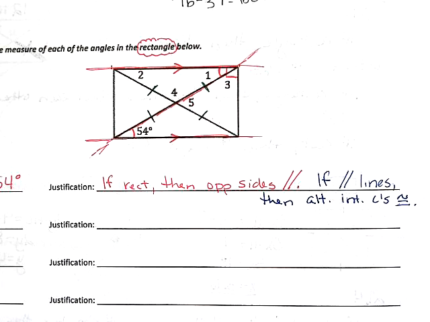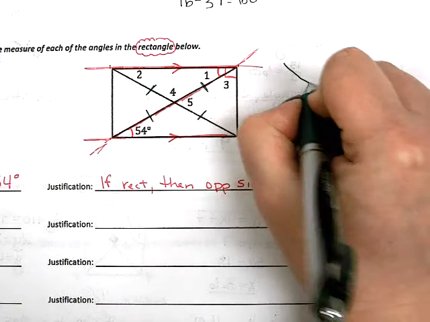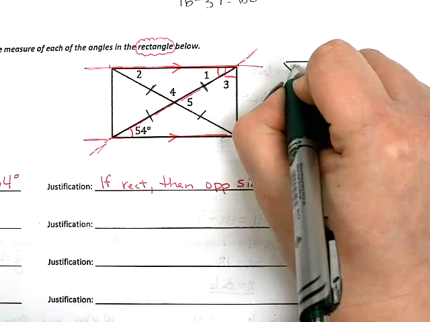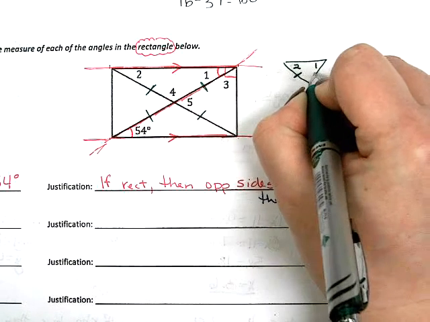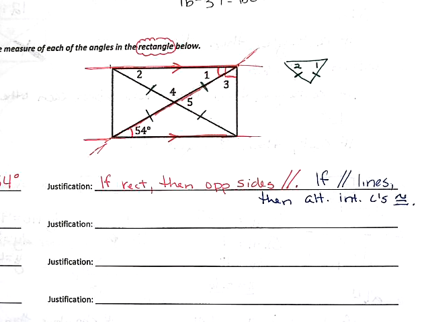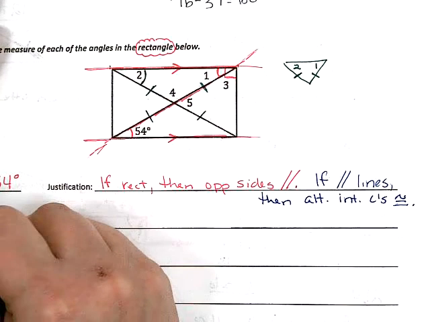So think back to chapter 4, and if we look at that triangle up on the top, this is essentially what we've got. Here's angle 1 and here's angle 2, and we've got that these two sides are marked congruent. So if we think back to chapter 4, we know that those sides are congruent, which means the angles across are congruent, which means angle 2 is also 54 degrees.